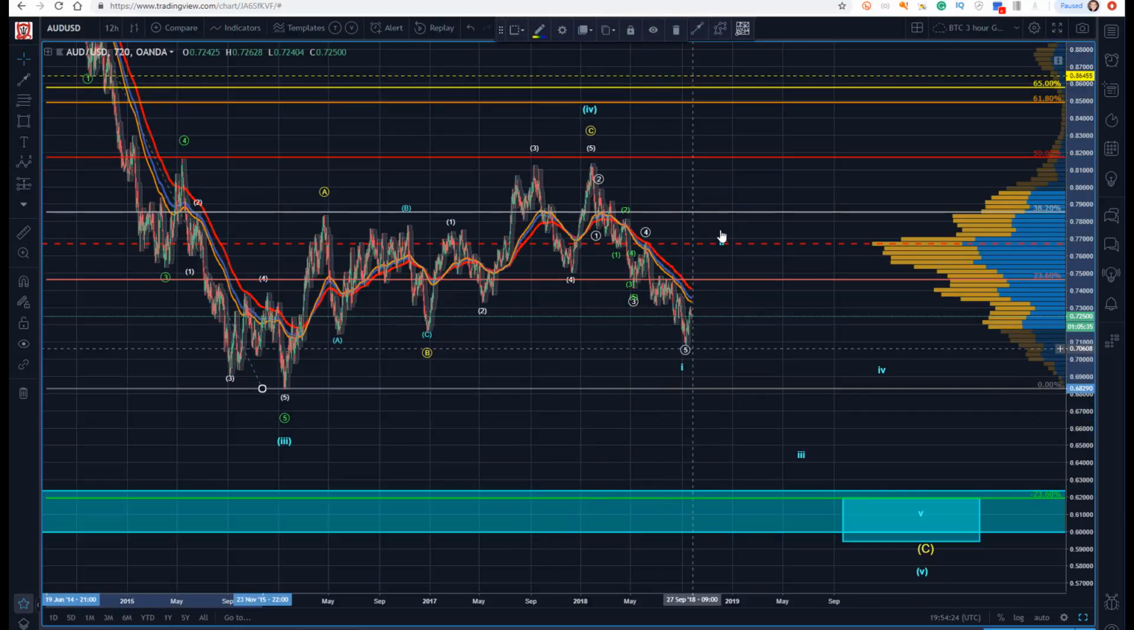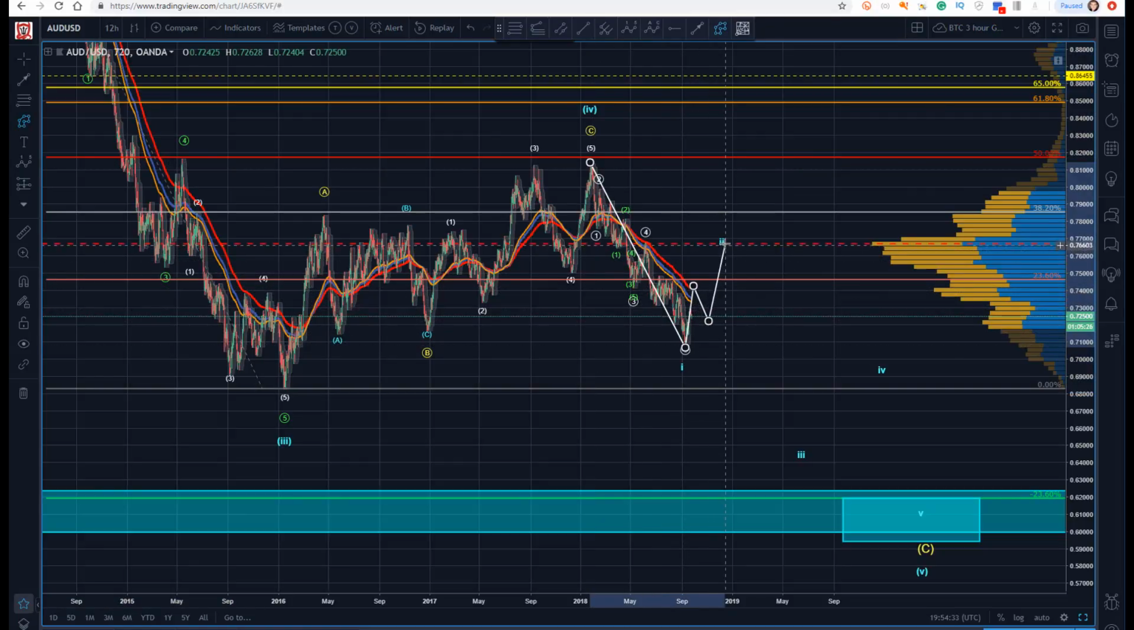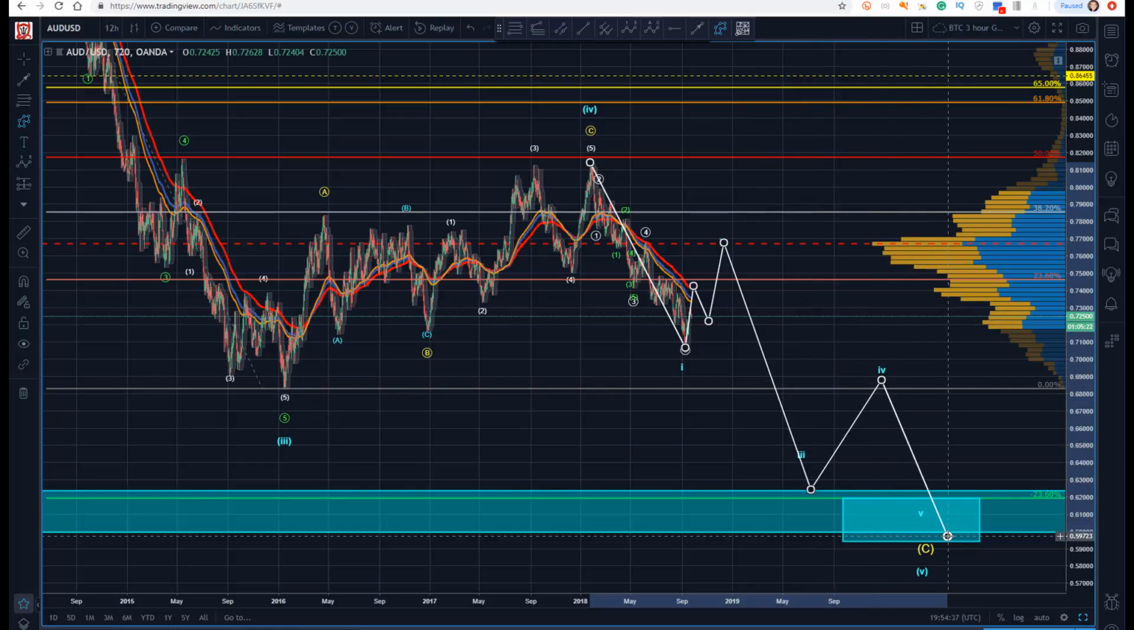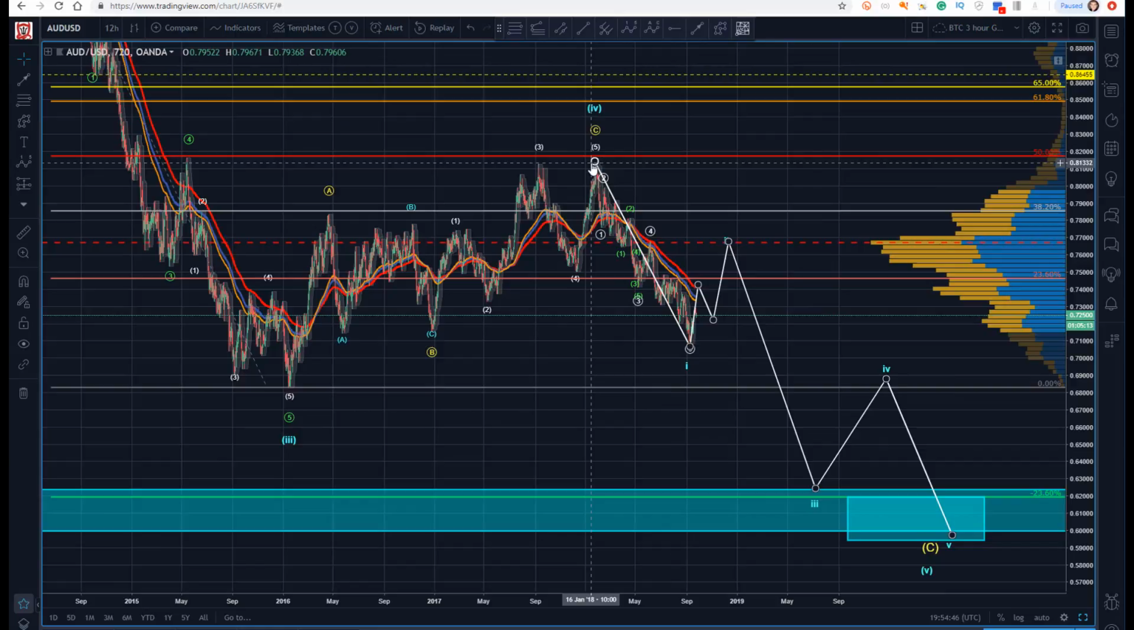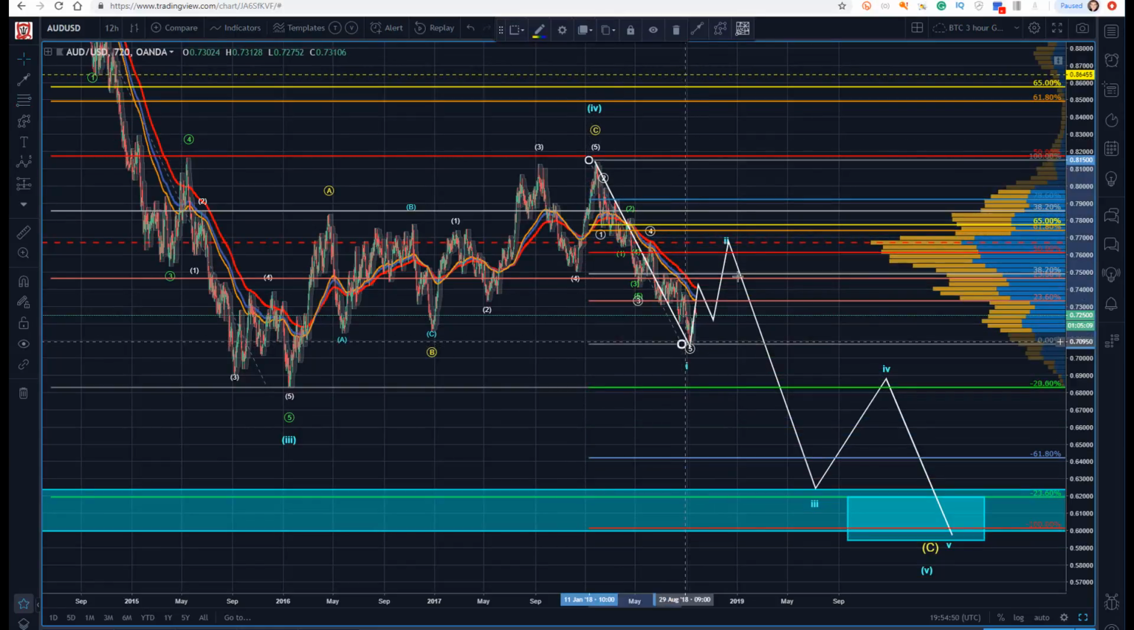Okay, so if that's 1 and we go into a 2, so let's see if it was this way. So if this is 1 and we get an A, B, C into a 2, then we're looking for a big 3, 4, 5 takes us down here. So let's measure that out. See if we can set up a roadmap here that plays. All right, so if that's going to come back here, if this is completed a 1, down the low. All right, so we're looking for it anywhere here in this zone between the 50 and the 618. Prime zone for our 2.